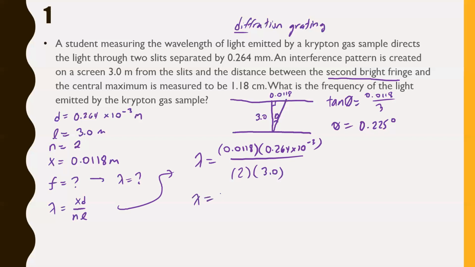You can throw this in your calculator all in one swift go. And what I got was 5.192 times 10 to the negative 8. And that, of course, is in meters because it's a wavelength. Now that's not what we're looking for though.